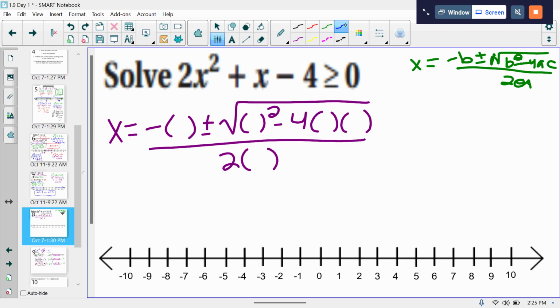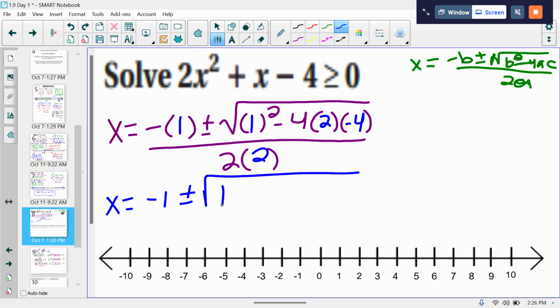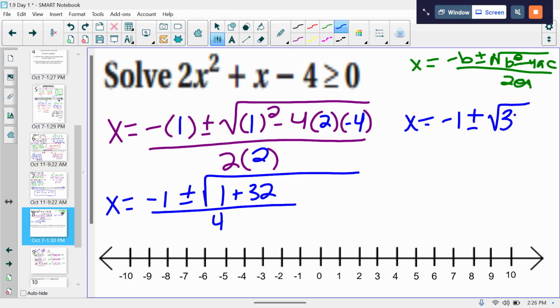So go on a couple steps by yourself. There's how you should have filled it in. Opposite of 1 is negative 1. Underneath my square root, 1 squared is 1. Negative 4 times 2 is negative 8, times negative 4 is positive 32. 2 times 2 is 4. I'm going to come up here. We're going to have negative 1 plus or minus the square root of 1 plus 32, which is 33.